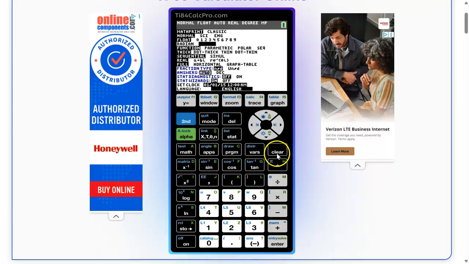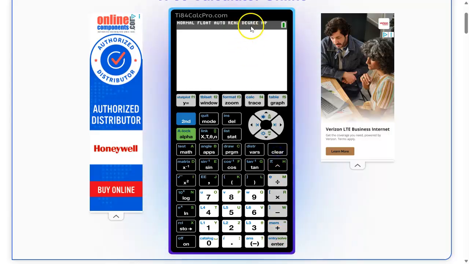Okay, good. And we hit clear. So it's on degree. Good. You always have to do that first when you're doing trigonometry, because it naturally goes to radians. Okay, what was it? Sine 35. So we're going to go to sine and then 35 parenthesis enter, and I get 0.57.